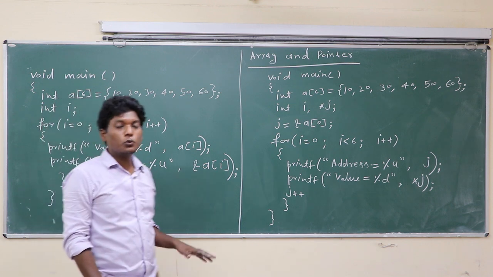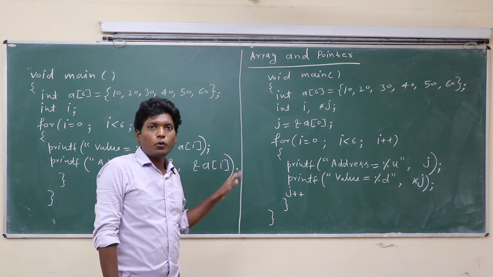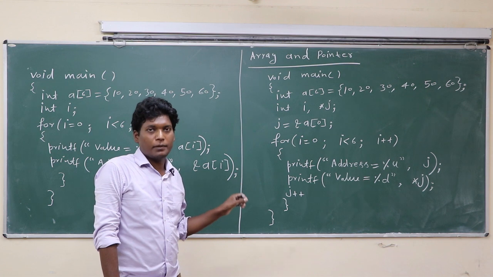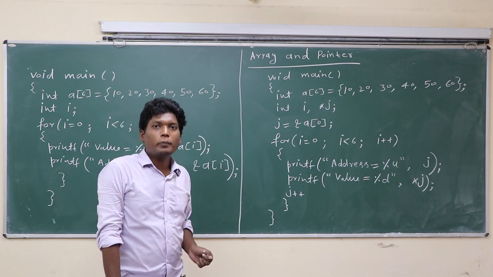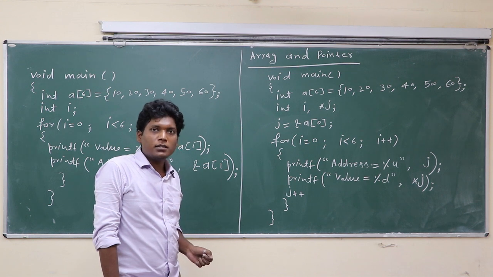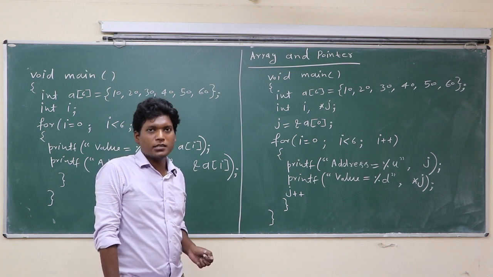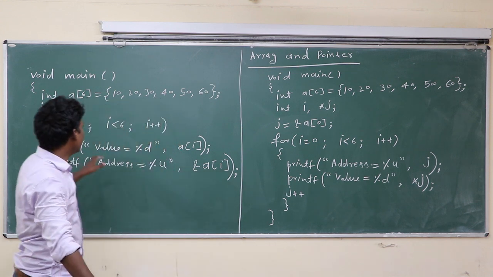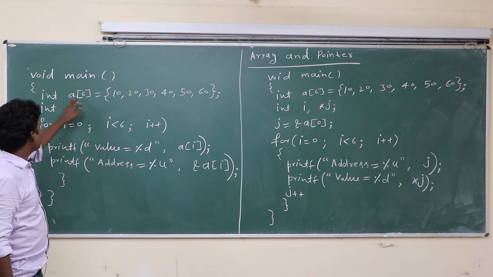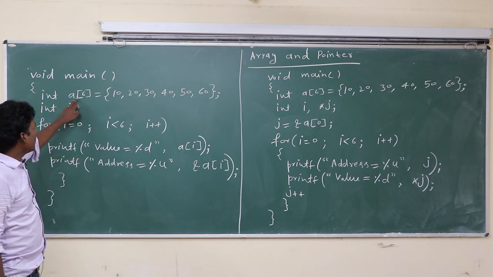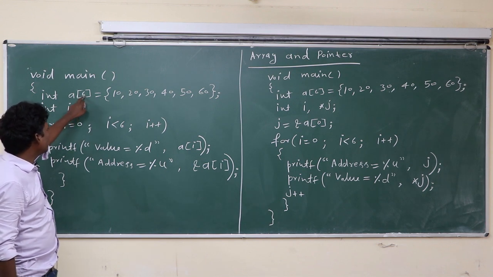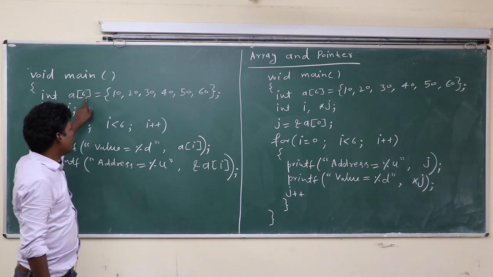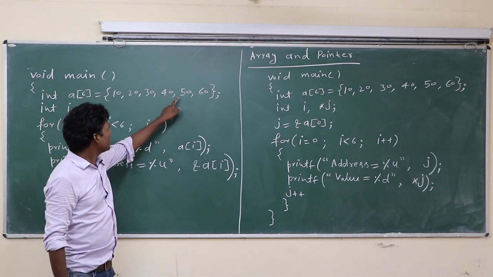Class, there are two programs. In both programs, the problem is the same: write a program in C to print the array elements and their addresses. So class, here there is an array A. A has dimension 6, size 6, and this array A is initialized.